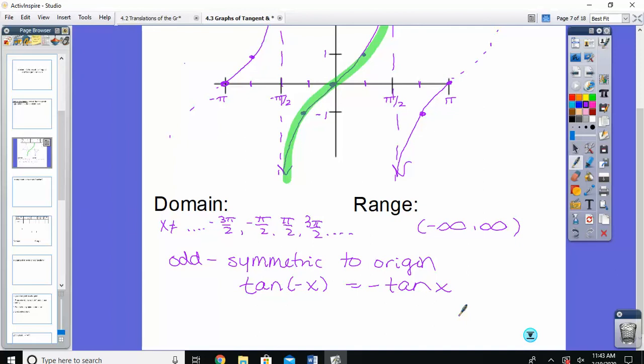Let's just stop here. We'll look at cotangent and then graph variations of these tomorrow, and that'll give you guys quite a bit of time to work on your homework.